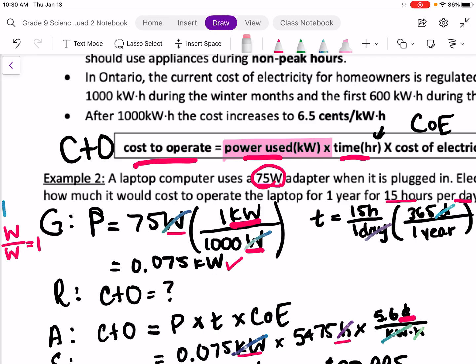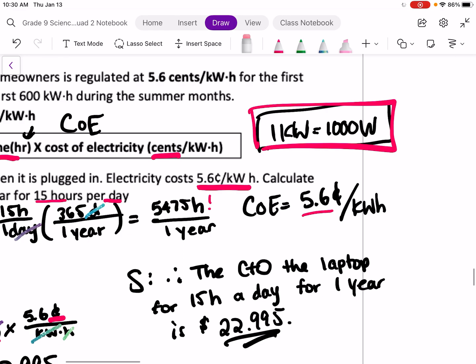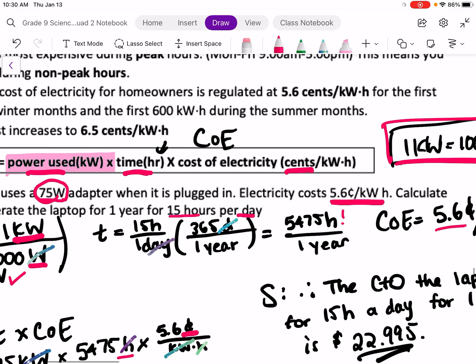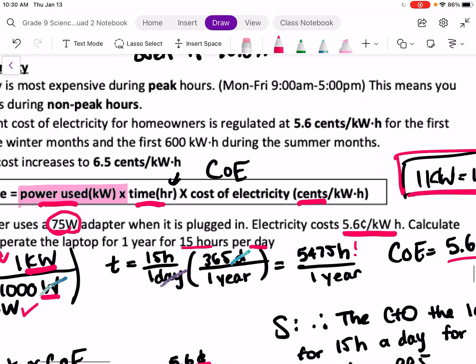So the first thing, I need to change my watts to kilowatts, and I use my equation. 1 kilowatt is equal to 1,000 watts. I put the 1,000 watts on the bottom so that I'm left with kilowatts, which is what we need. And I divide. Remember that this comes right on top, so it's 75 times 1 divided by 1,000 to get this number. For time, again, in 1 year, I have 365 days, so I can cancel out my days and figure out how many hours I have in 1 year.